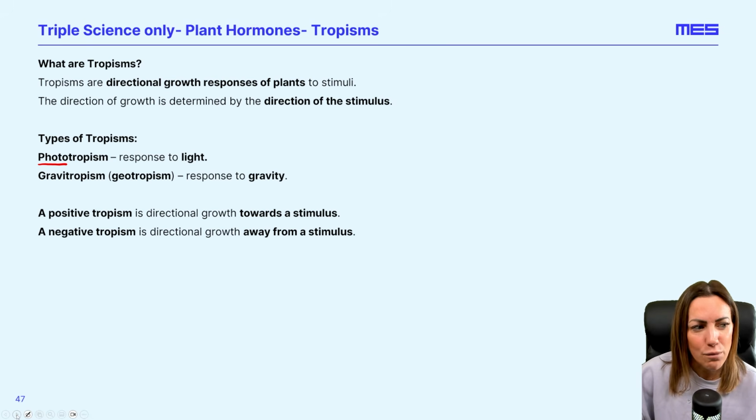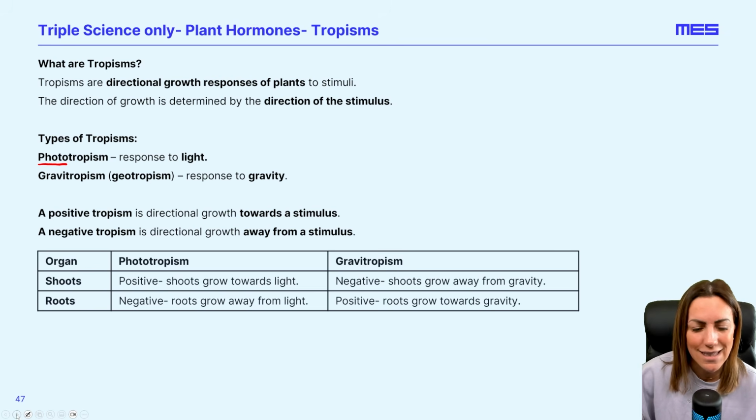Now, something else you need to appreciate is we can have positive and negative tropisms. A positive tropism is where the directional growth is towards the stimulus, and a negative tropism is where the directional growth is away from the stimulus. So for example, the shoots show positive phototropism because the shoots grow towards the stimulus of light, whereas the roots show negative phototropism because the roots grow away from the stimulus of light. They grow down into the soil, don't they?